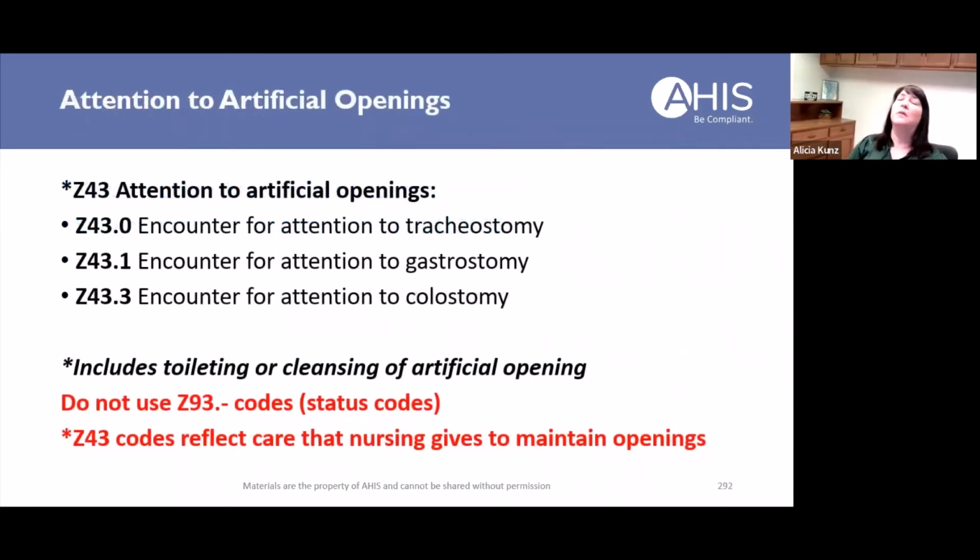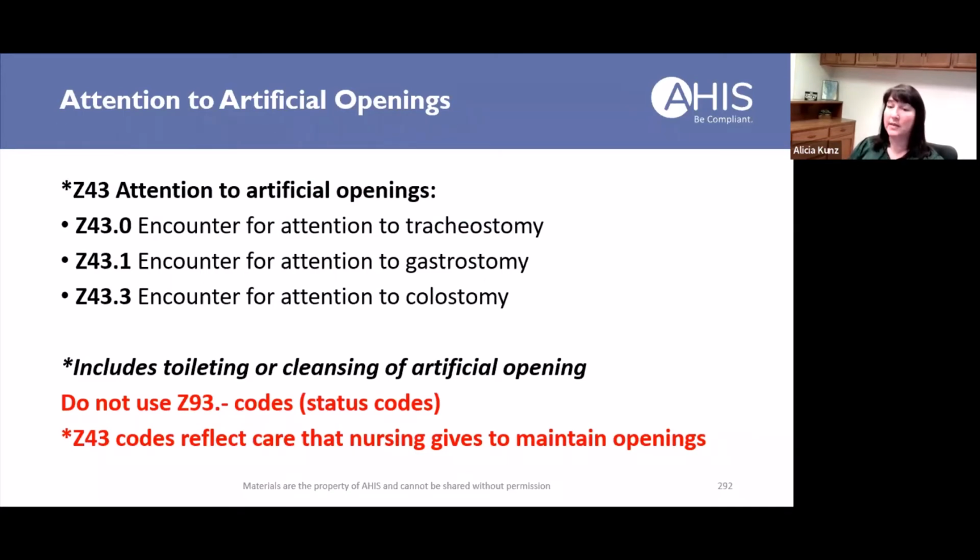Artificial openings. These are pretty common. You have 2 different categories of codes for artificial openings. You have codes that start with Z43, attention to artificial openings. So for instance, Z43.1 is encounter for attention to gastrostomy, but then there's a corresponding Z93 code. So Z93.1 would be gastrostomy status. You want to use the Z43 codes.